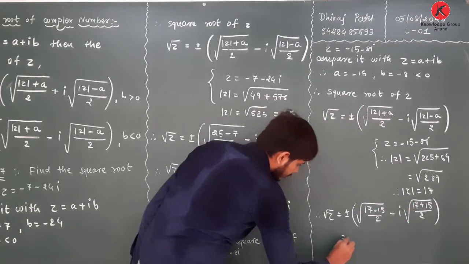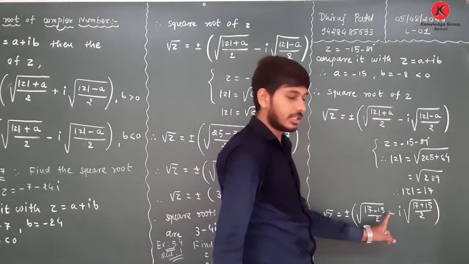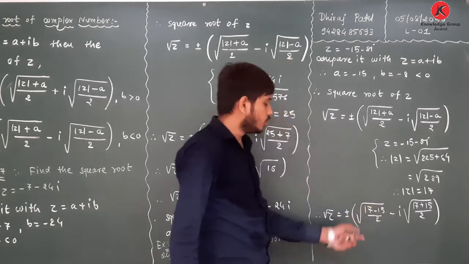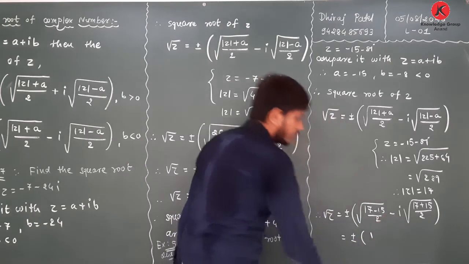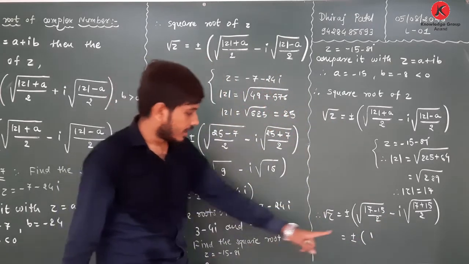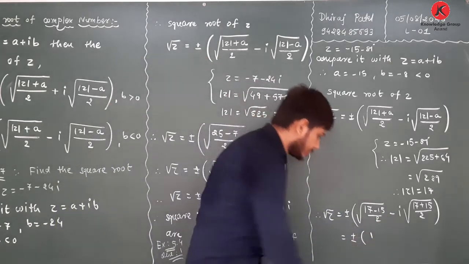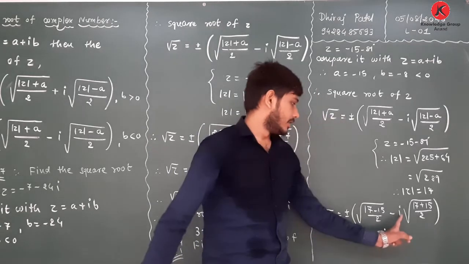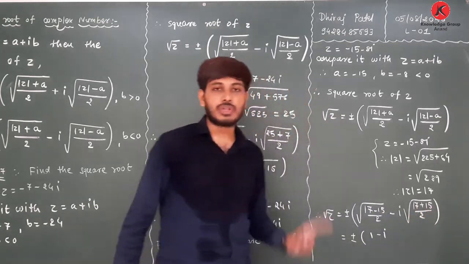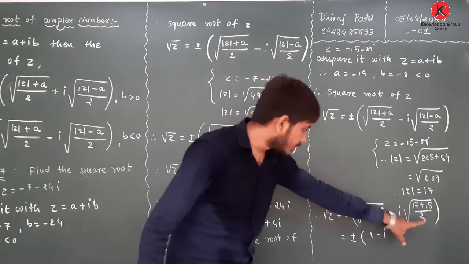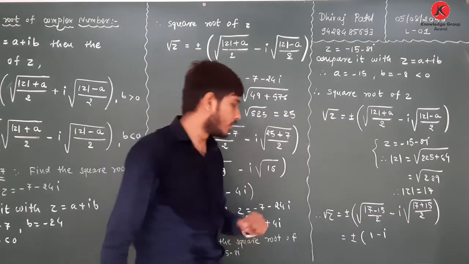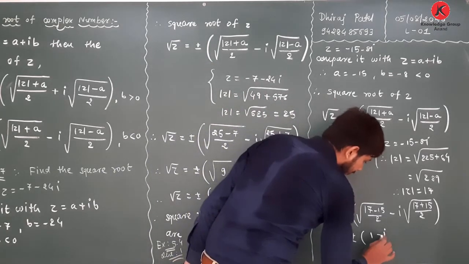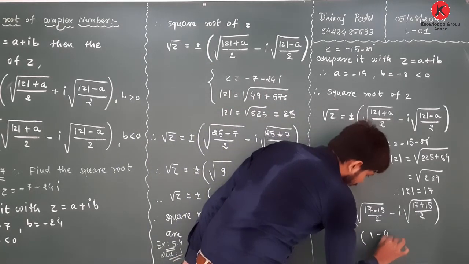Simplify this. We are getting plus or minus under root of (17 - 15) which is 2, 2 by 2 is 1. The square root of 1 is 1. Minus i under root of 17 plus 15 becomes 32, 32 divided by 2 is 16. Take the square root of 16, that is 4i.